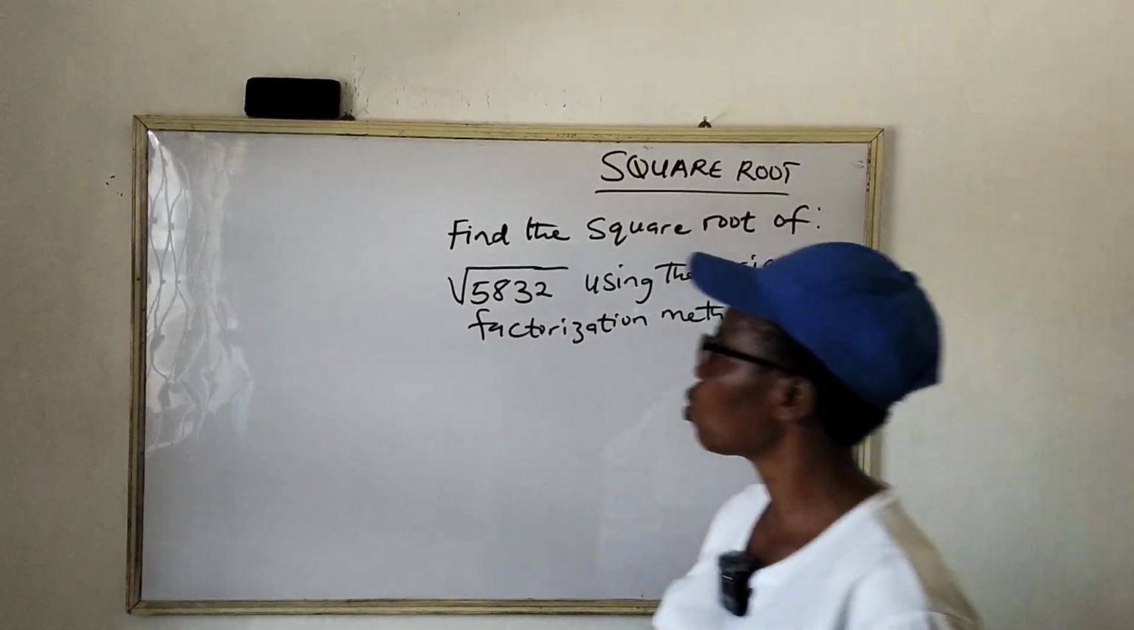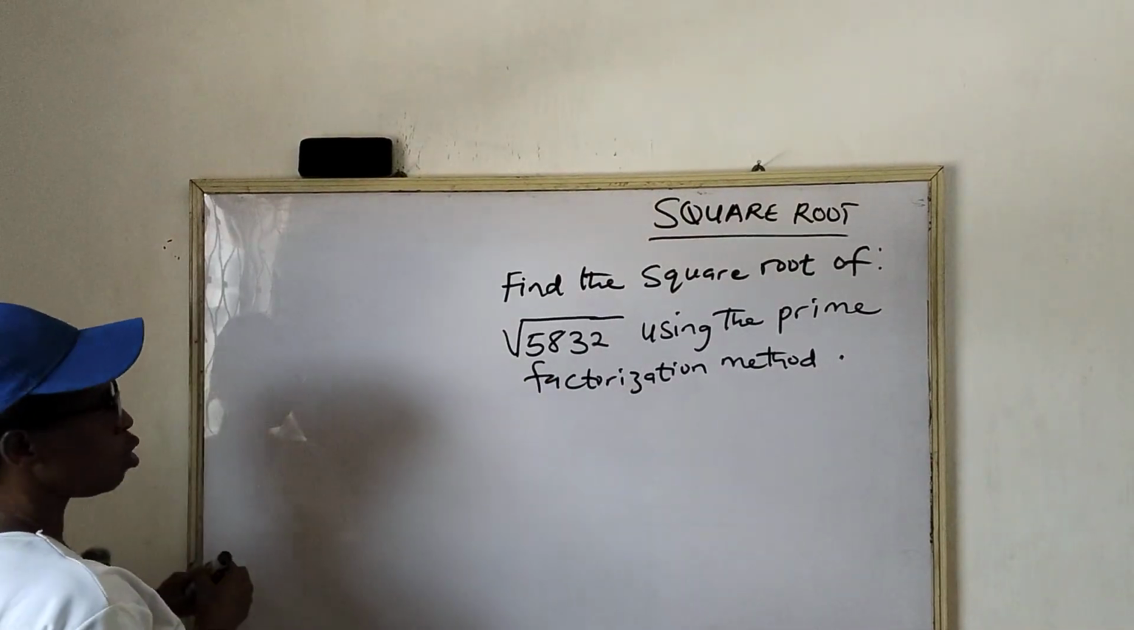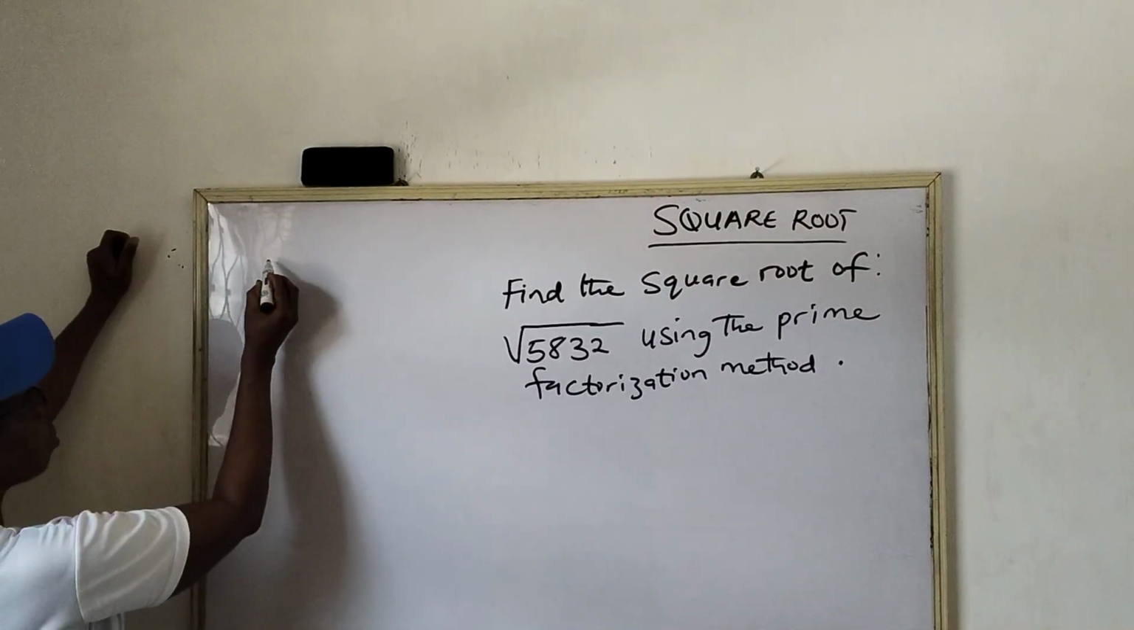Let's solve this question together on square root. This question says find the square root of this number using prime factorization method. We're going to solve it together. Solution.